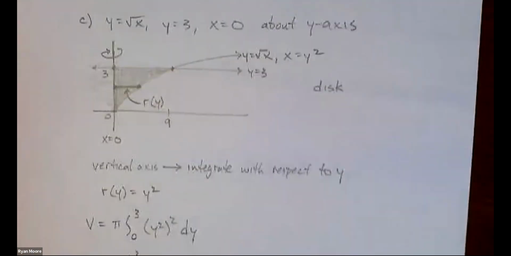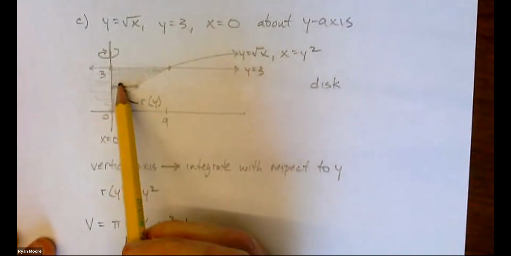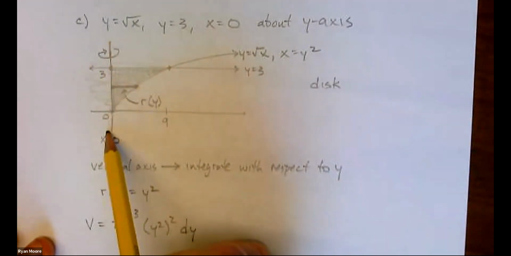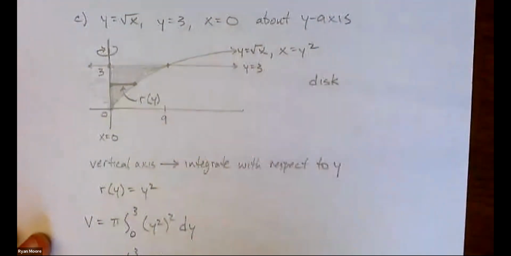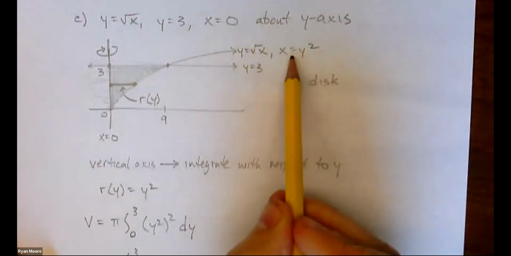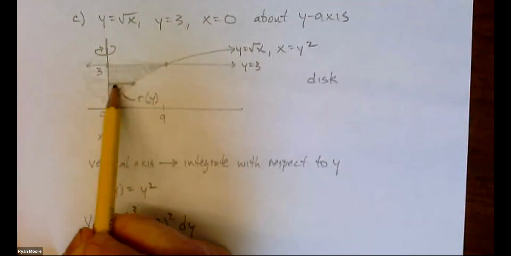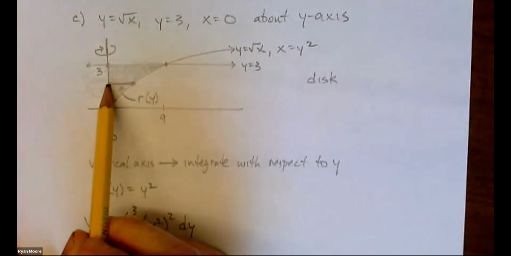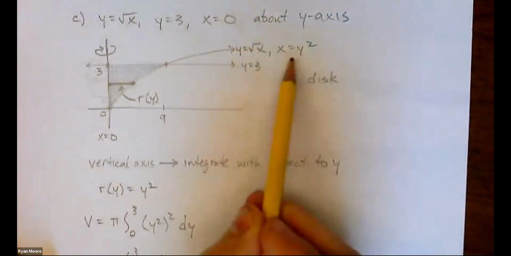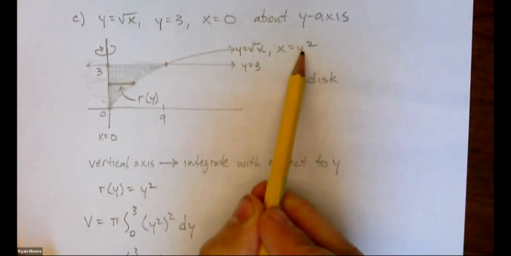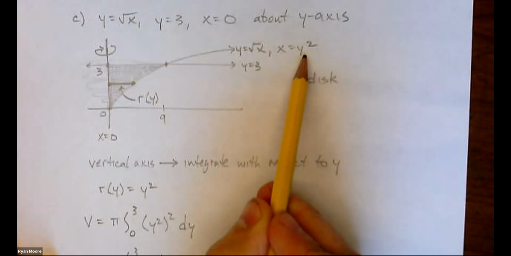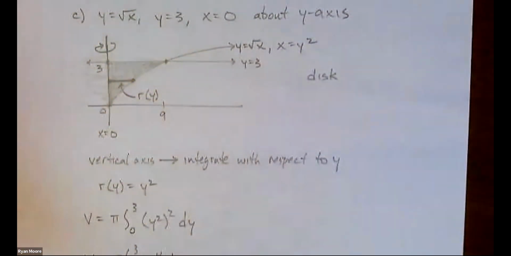All right, again, be careful with the region. If it's a vertical axis, if it's the y-axis, integrate with respect to y. Rethink any equation as x equals. Draw your radius like so. If you're coming off an axis, it's just going to be the same as our function set equal to x. And there you have it.